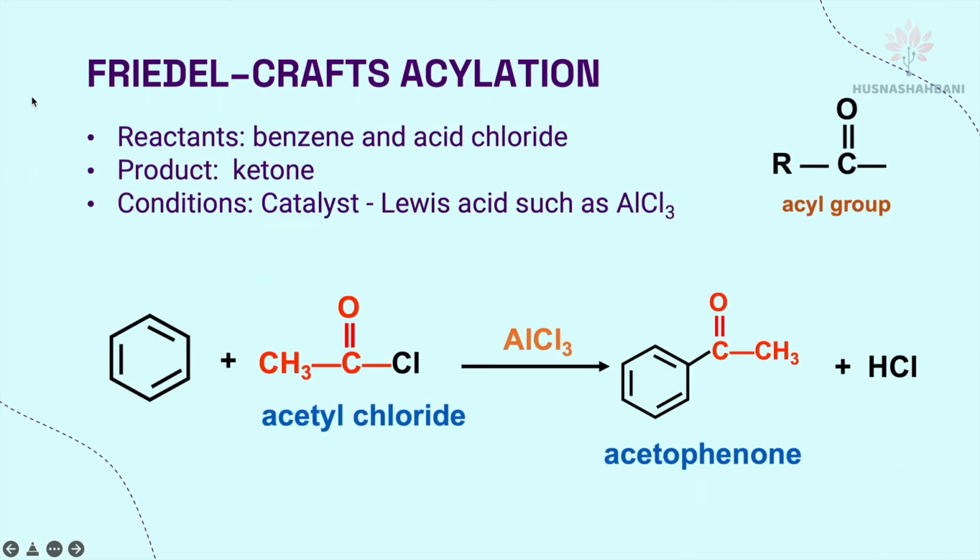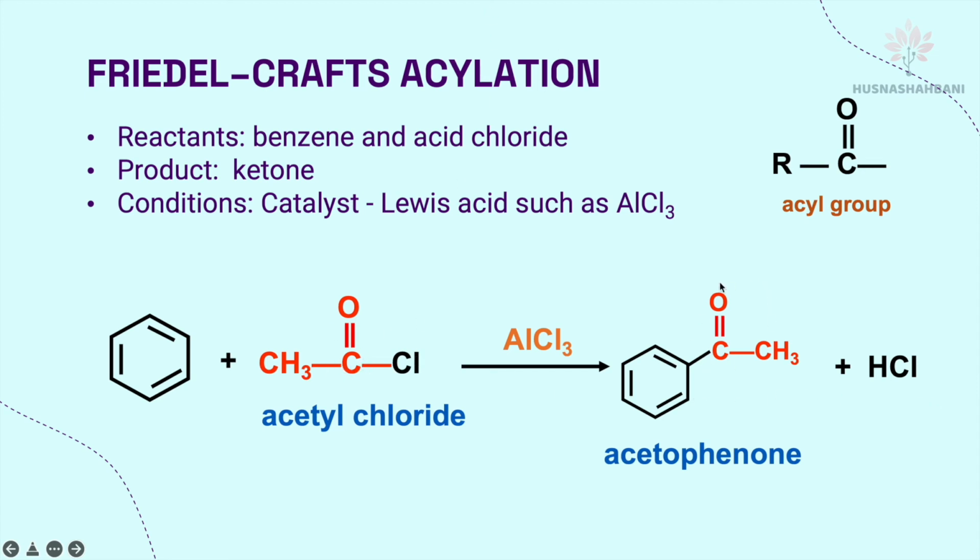Next, reaction: Friedel-Crafts acylation, benzene and acid chloride. Friedel-Crafts acylation is exactly the same as alkylation. The only difference is it is acetyl chloride. In alkylation, it is an alkyl group with a halogen. Now it is C double bond O with a halogen. That's the only difference between acylation and alkylation.